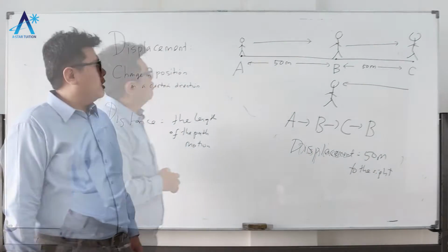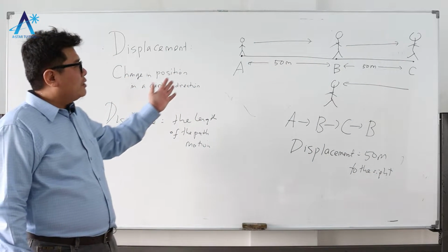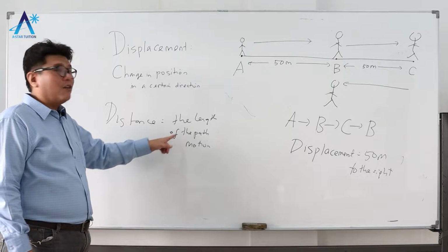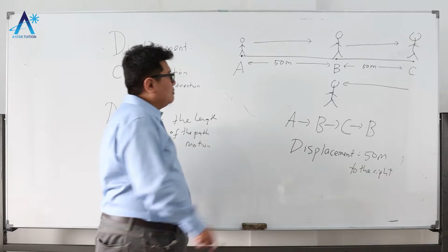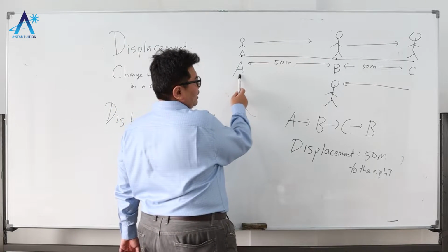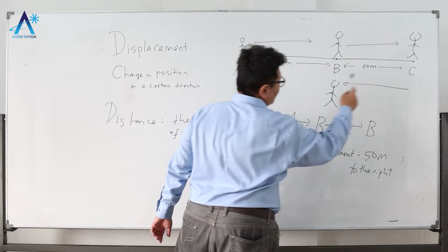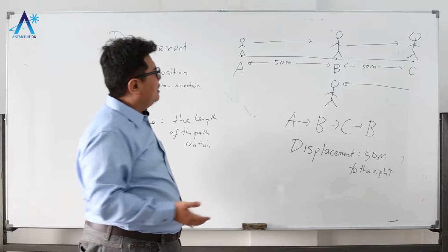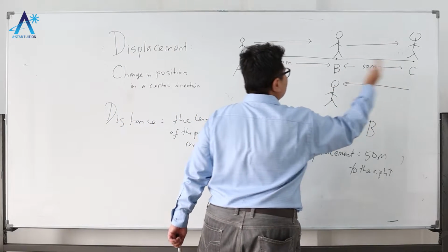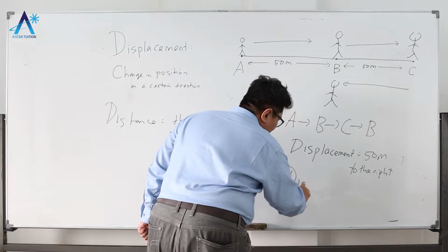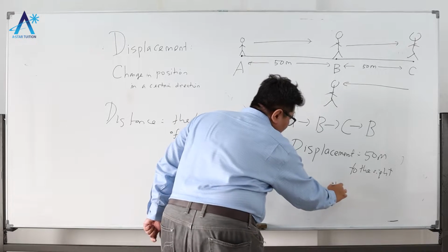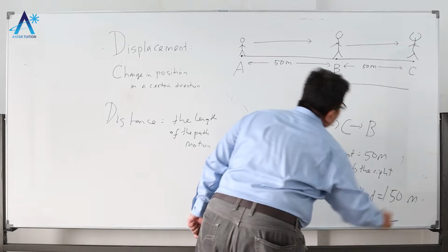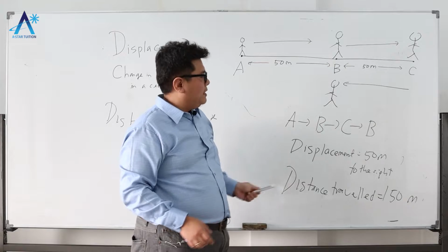Now, however, when we talk about distance, it's actually not the same in this case. Because remember, distance is the length of the path of motion. In this case, the person starts from A to B to C and then goes back to B. So you can see that the length of the path of motion is 50 plus 50 and then plus 50 again. So the distance traveled in this case is 150 meters, 50 plus 50 plus 50.